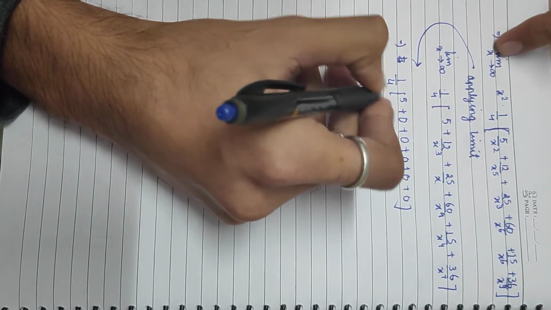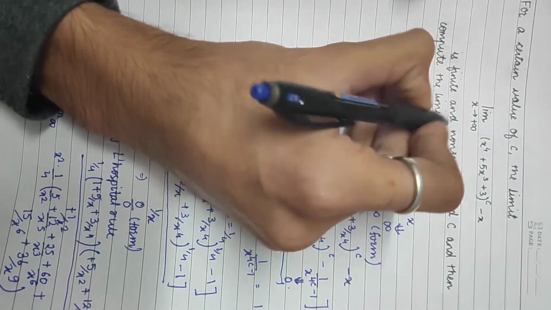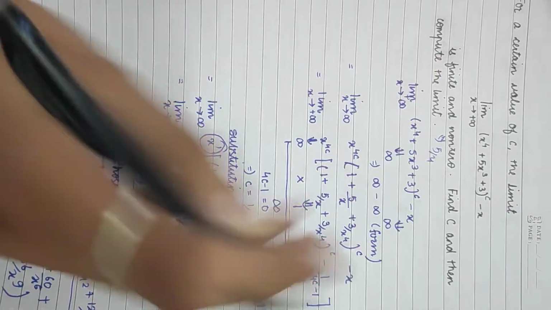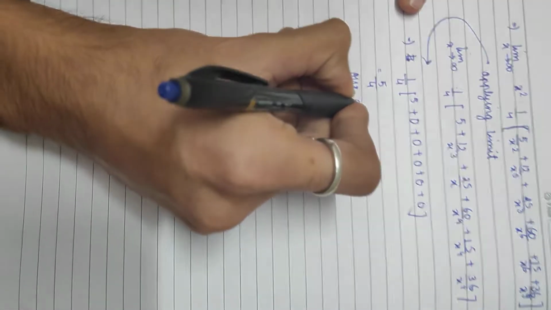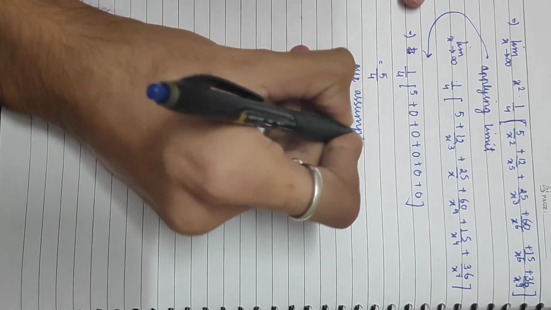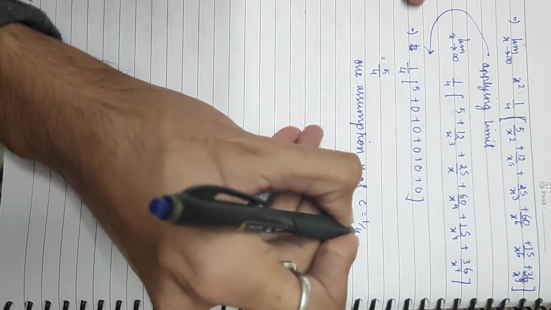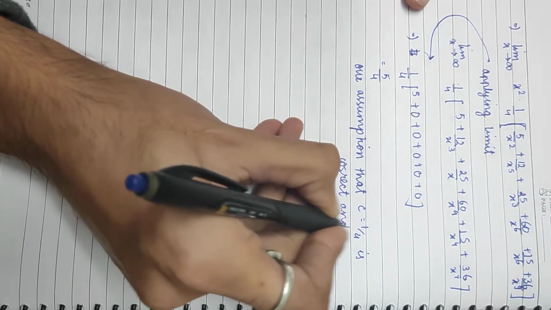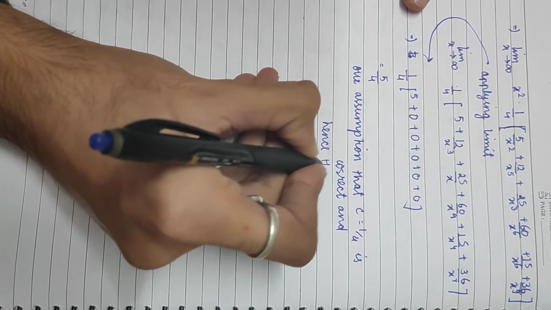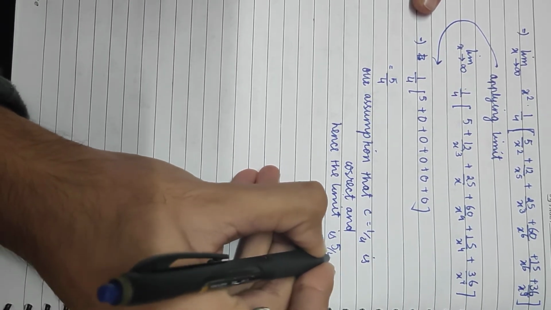And as it was mentioned in the question that it's a finite limit, and we are getting this finite limit to be 5 by 4, which is a finite number, hence our assumption that c is equal to 1 by 4 is correct, and hence the limit is 5 by 4. Thank you.